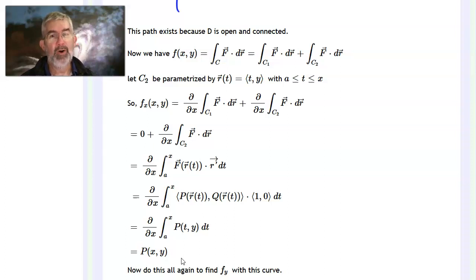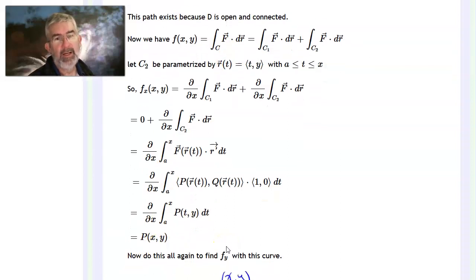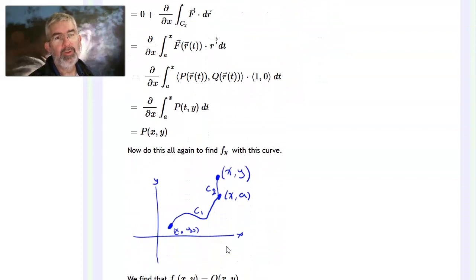So what have we shown? We've shown that the partial derivative of this function, defined this way, with respect to x, is the first component of F. Now we can do the same thing again to find f of y, but this time we're going to choose a different curve. It's independent of curve, right? So you can choose whichever one you want.